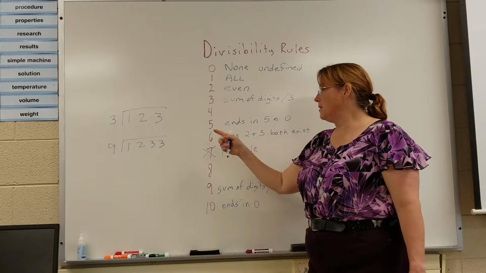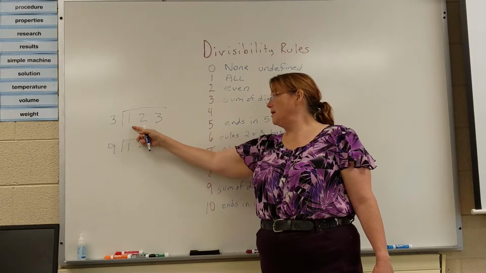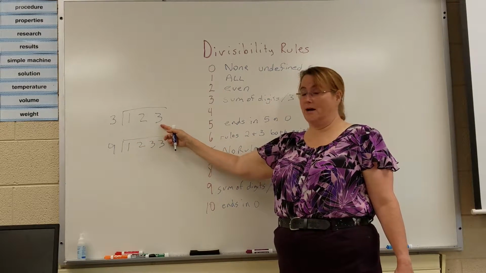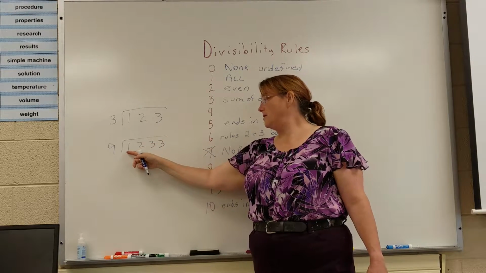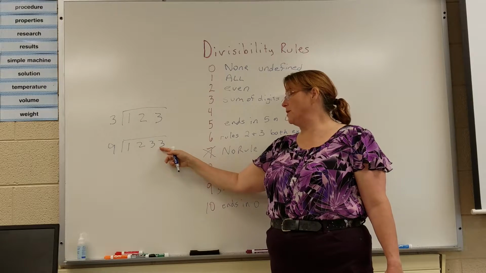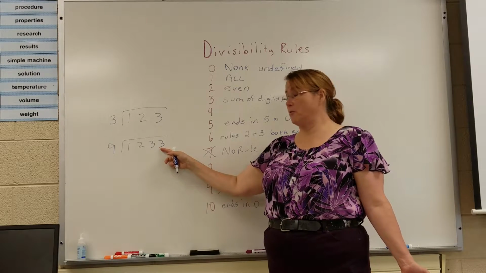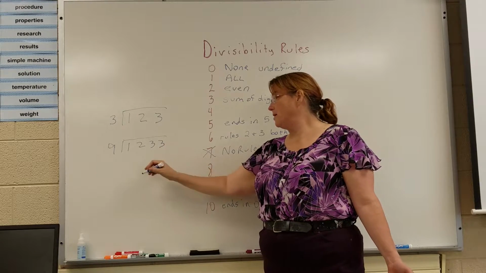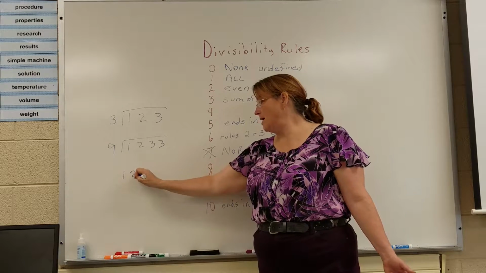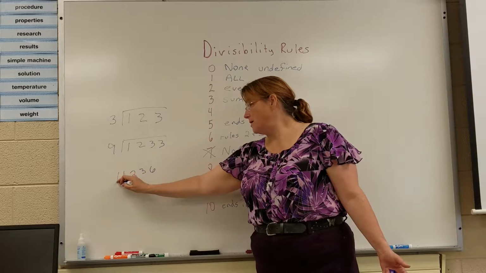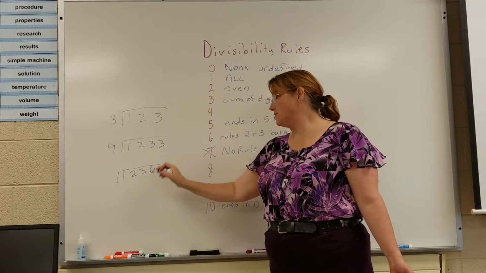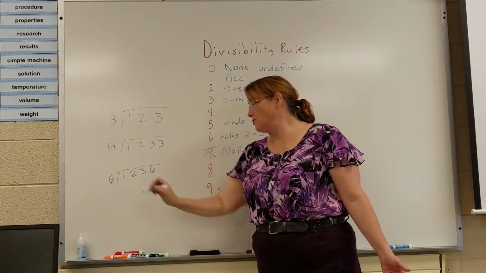so this is not even, so it is not divisible by 6. This one adds up, it's also divisible by 3, but it is also not even. So if we take the same beginning and we just put a 6 on it so that it is even and it's divisible by 3, it will also be divisible by 6.